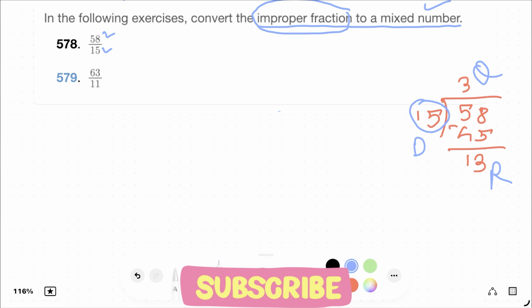So how do you write the answer? You always write the answer as quotient, remainder upon divisor. So our answer was 3 integer, what was the remainder? 13. And what was the divisor? The divisor was 15. So 3 integer 13 upon 15 is the answer of the first question.